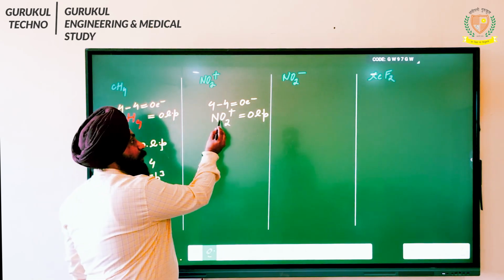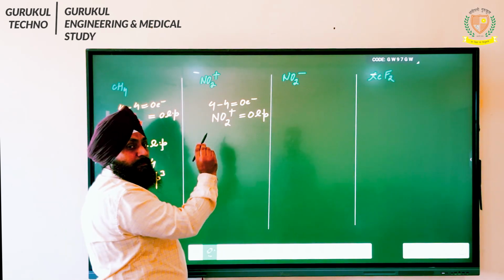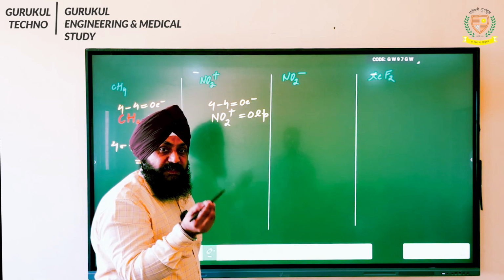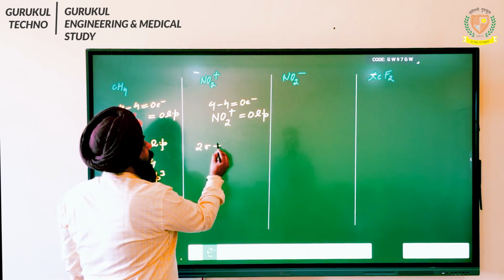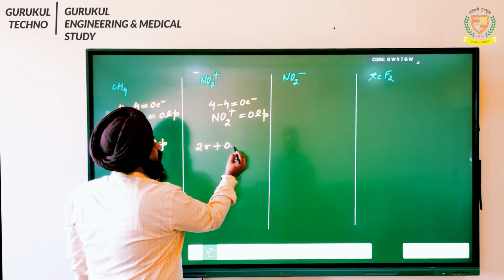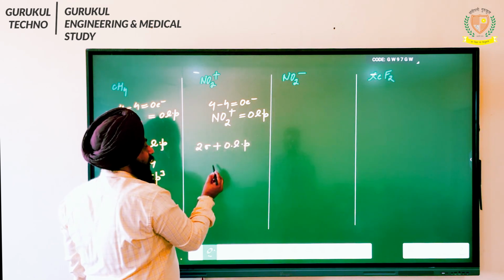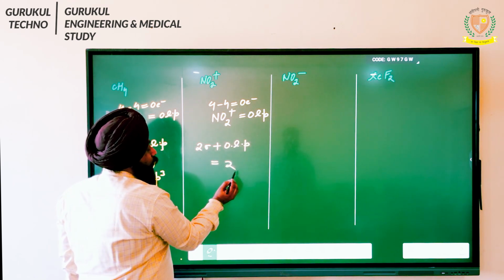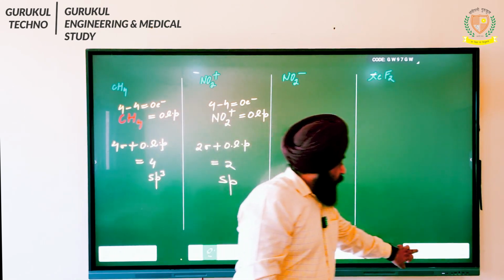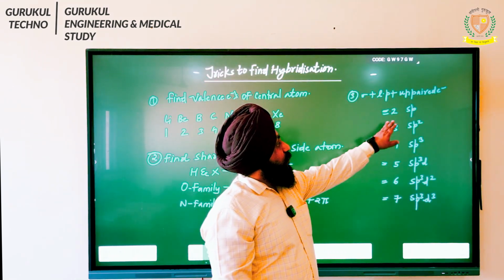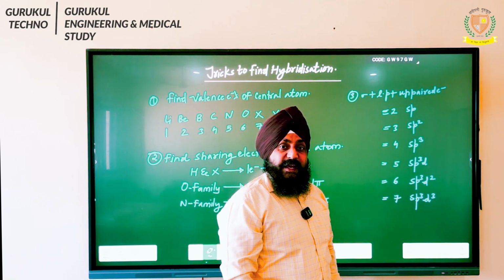Okay, now students, we know oxygen is going to form 2 bond, 1 sigma and 1 pi. So there are 2 oxygen, so there will be 2 sigma, and then there will be 0 lone pair. So it will be coming up to 2. When it is 2, you know the hybridization is what? It is going to be sp.